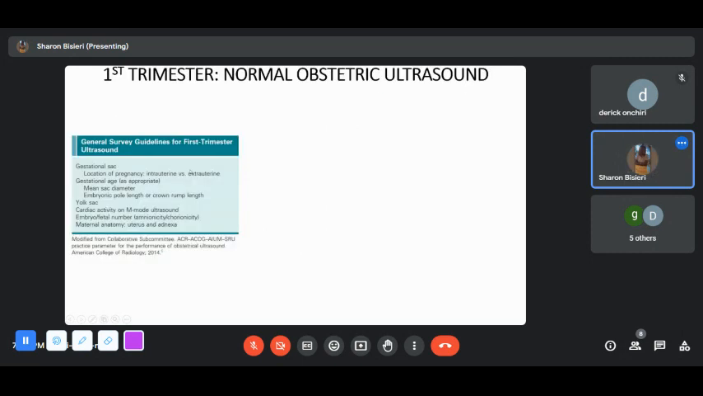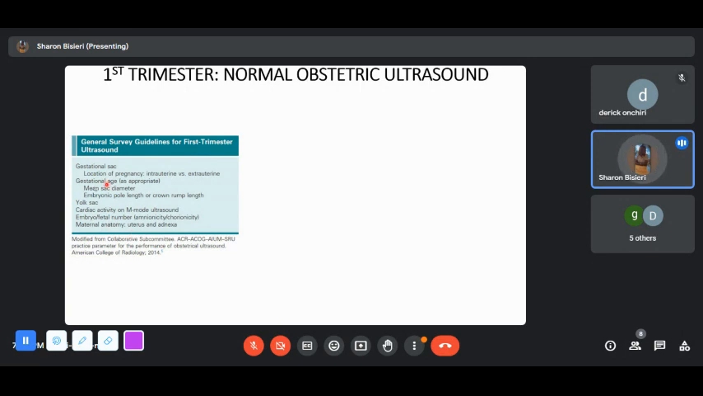So before we start with our first pathology, I'd just like to take us back to how we should carry out the normal first trimester ultrasound. And in this assessment, we are to check its location, whether it's within the uterus or whether it's extrauterine. In this case, if it's extrauterine, we know we are dealing with an ectopic pregnancy.